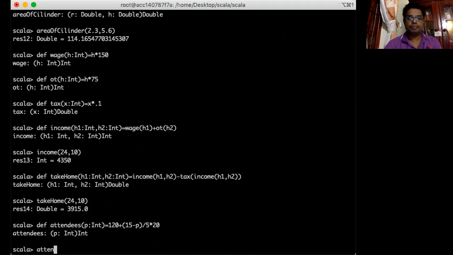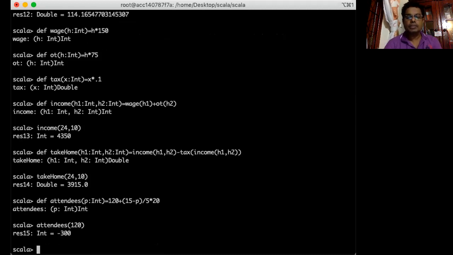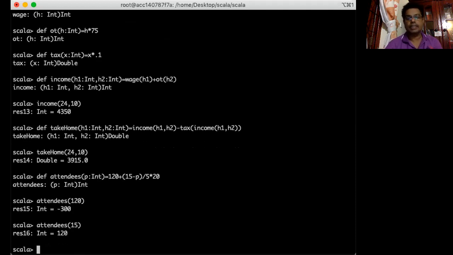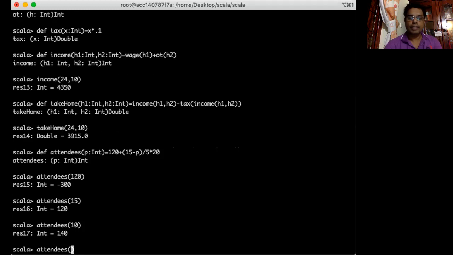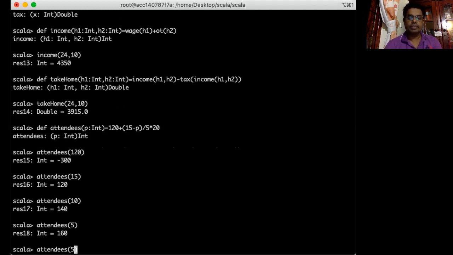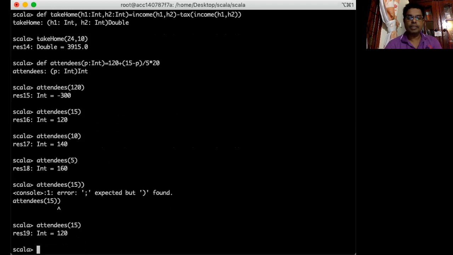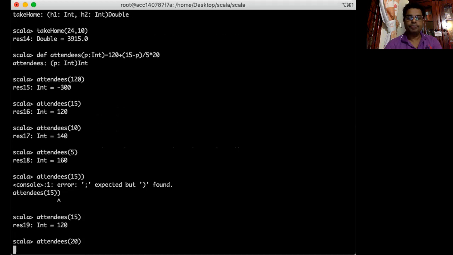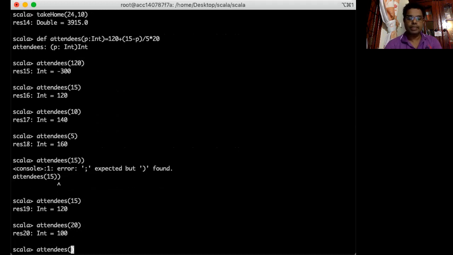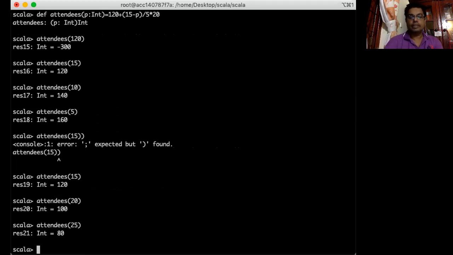Let me check my function is correct by giving the ticket price. If I give the base price of 15, then the number of attendees is 120. Then if I give the ticket price 10, it should increase by 20. If I reduce further by 5, it should be 160. If I increase it to 20, you see it becomes 20 fewer attendees. If I further increase to 25, it is reduced by another 20, that is 80 attendees, and so my attendee function is correct.